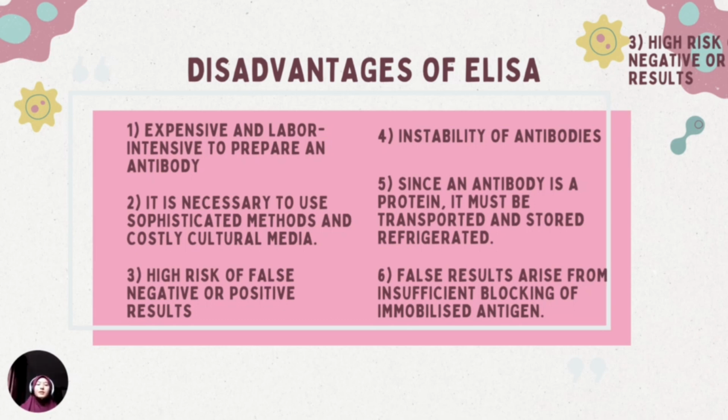The next point, instability of antibodies. Since an antibody is a protein, it must be transported and stored refrigerated. So it is quite a hassle. And the last point for the disadvantages of ELISA. False results arise from insufficient blocking of immobilized antigen.